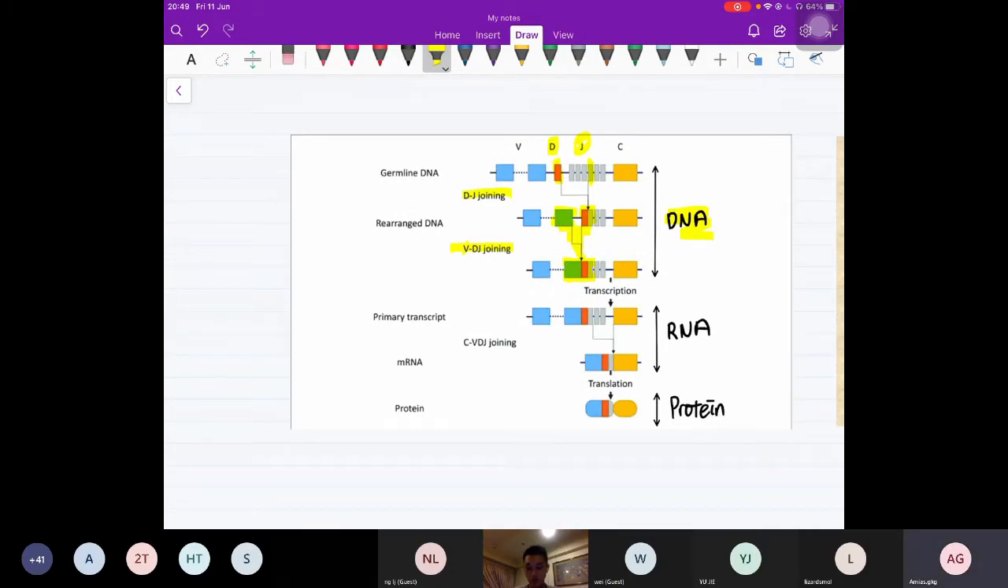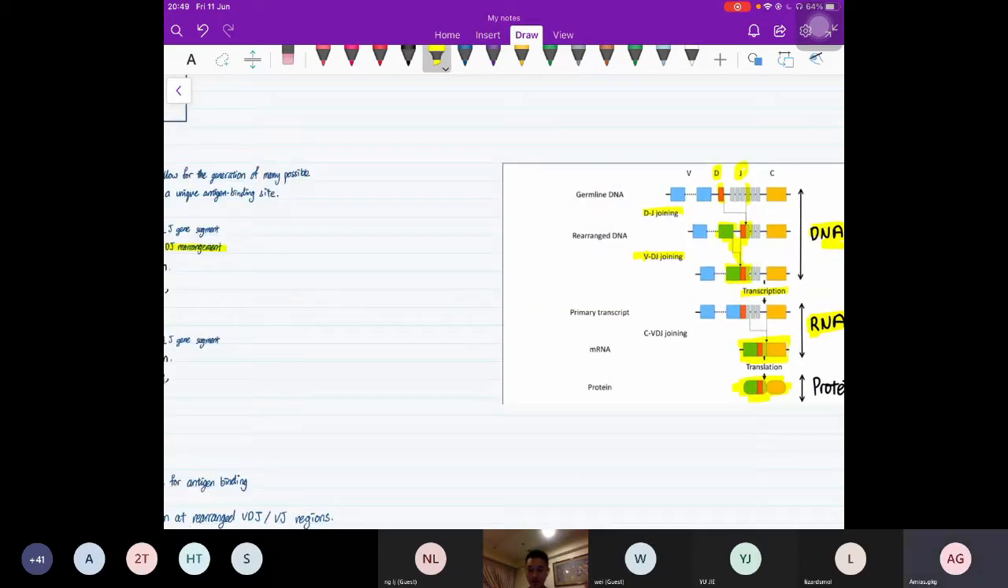After your VDJ rearrangement has occurred, you have to go through transcription. After transcription, we have our mRNA. So this is your RNA level. After it transcribes, you form this whole thing, which is your VDJ plus a constant gene segment. But now they're called exons because we're talking about it on the RNA level. So your VDJ exon and your C exon are now translated to form your protein. And this protein is your BCR, your B cell receptor. Okay, it seems like a lot.